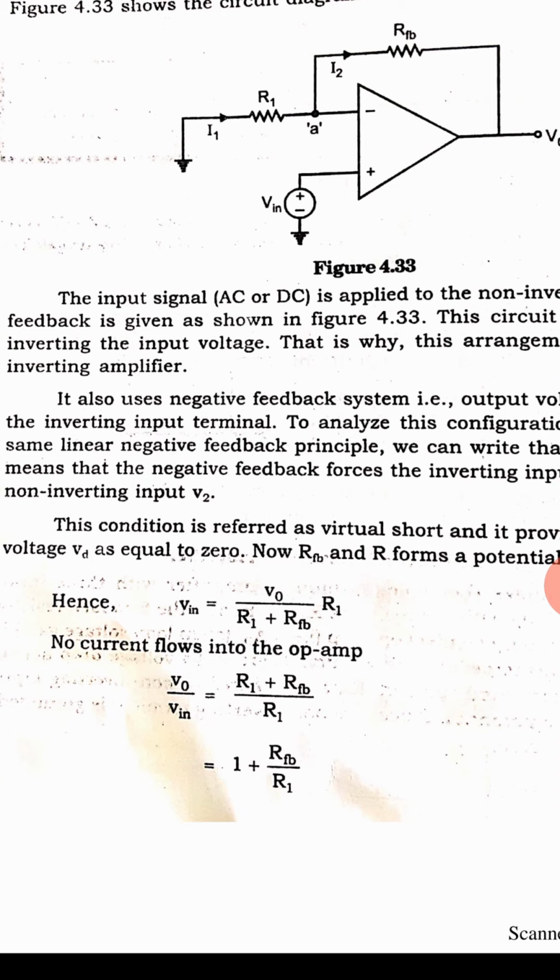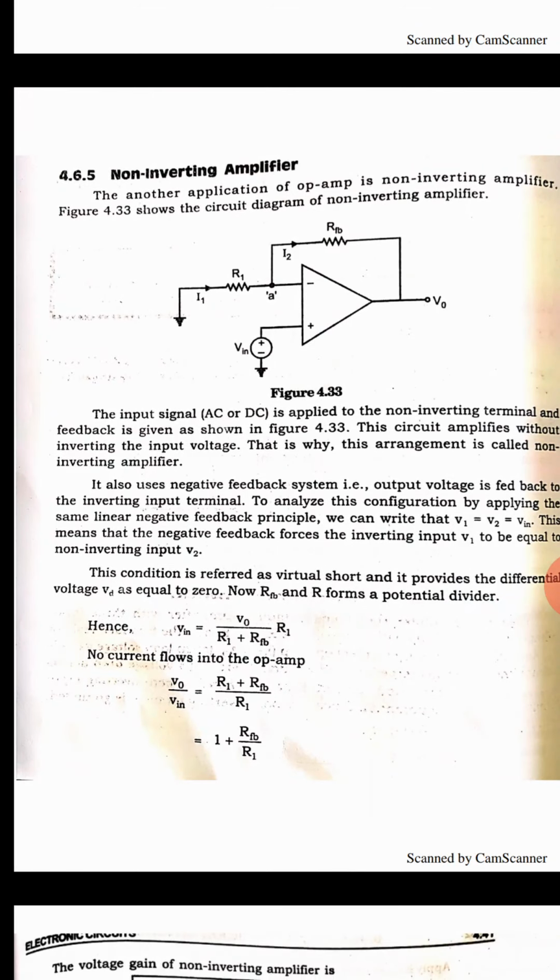Here we can notice that whatever the values of the resistances R1 and RFB, the gain of the amplifier is always greater than 1, and the output is also positive.